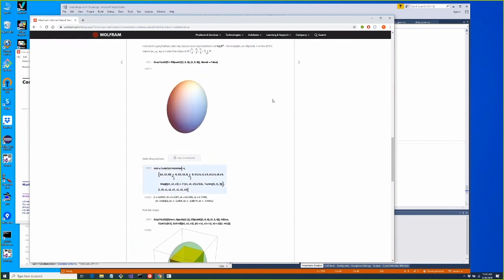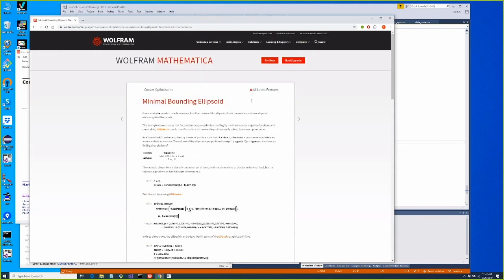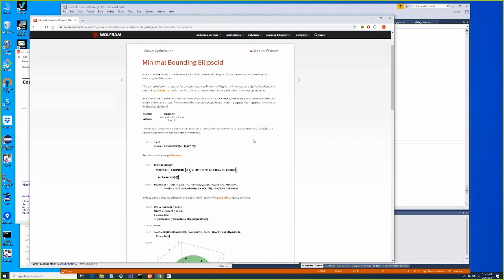Okay, so here's another ellipsoidal problem. Suppose I have a whole set of points, and I want to find the largest ellipsoid that fits around those points. This problem turns out to be a conic optimization problem, but what I'm going to show you here is that NMinimize, now given the more general minimization functions, has been given the power to recognize convex problems and automatically use the convex solvers when appropriate.